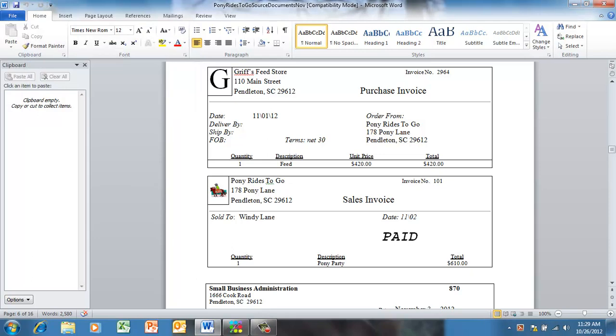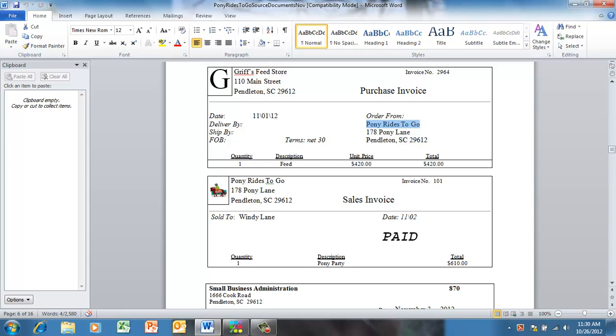Here we have the transactions starting themselves. Notice that there's a date on each transaction. You can look for that date, and that's going to be the date that you use for journalizing. You have to look at each source document and determine who is the buyer and who is the seller. In this case, Griff's Feed Store is the seller, and we, Pony Rides To Go, are the buyer.